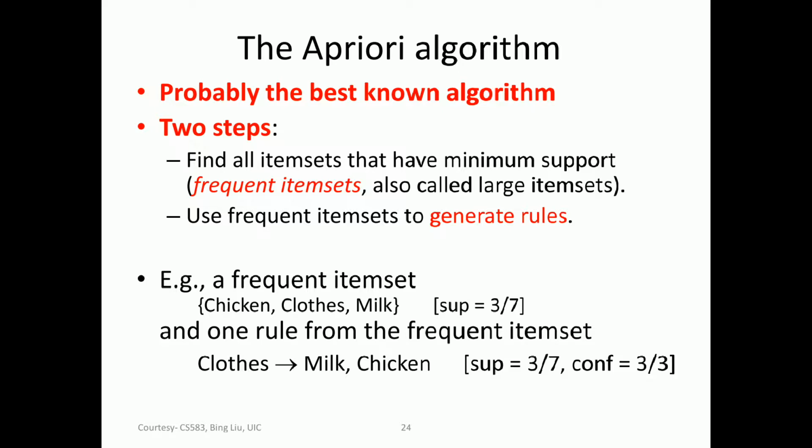There are 2 steps. In the first step, we find all the item sets that have minimum support, the frequent item sets, also called large item sets, and we use the frequent item sets to generate the rules. For example, a frequent item set may be chicken, clothes, milk, which has support 3 by 7, and one rule from the frequent item set is clothes given milk and chicken.